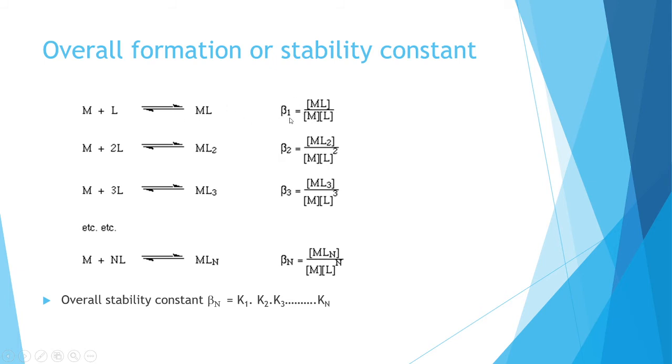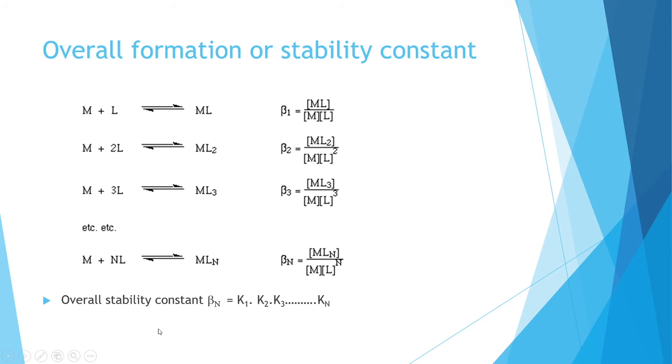Here, beta 1, the formation constant, is the concentration of ML divided by the concentration of M into L, and here beta 2 is the concentration of ML2 divided by the concentration of M into L raised to 2, and so on. Like that we get beta N, that is the concentration of MLn divided by the concentration of M into the concentration of L raised to N. This beta N we can say is the overall formation constant or overall stability constant.